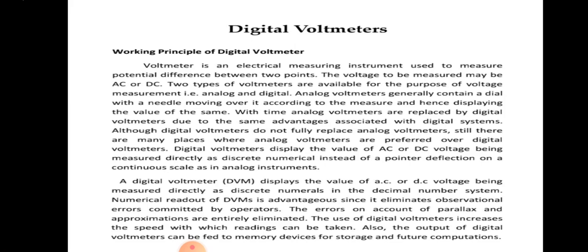A digital voltmeter displays the value of AC or DC voltage being measured directly as a discrete numerical value in the decimal number system. Numerical readout of a DVM is advantageous since it eliminates observational errors committed by operators. The error on account of parallax and approximations is entirely eliminated. The use of a digital voltmeter increases the speed with which readings can be taken. Also, the output of a digital voltmeter can be fed to memory devices for storage and further computations.